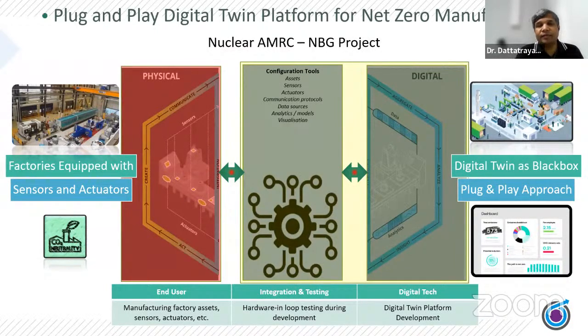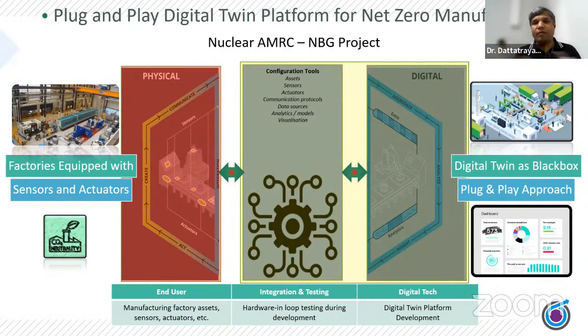So we said, this is a very ambitious goal, and probably around 200,000 pounds have been sanctioned for this research for the next year. And in this year, probably we will be building this plug and play digital twin. We are working on a very ambitious project. We say, forget about the technology behind it. You focus on your core business, that is manufacturing.